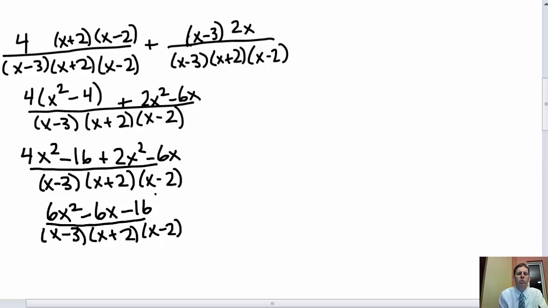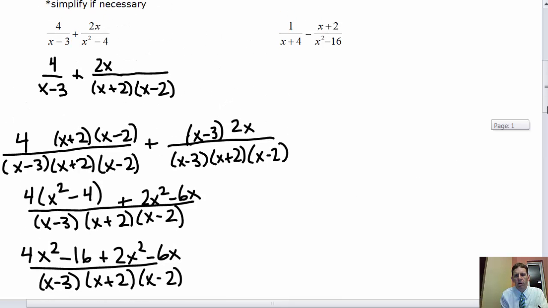And here's our final solution. We'll generally expand out the numerator and leave the denominator in this factored form. Let's try it again for the second problem.